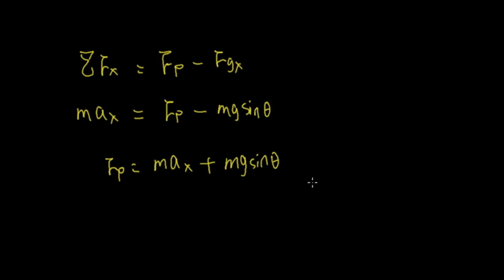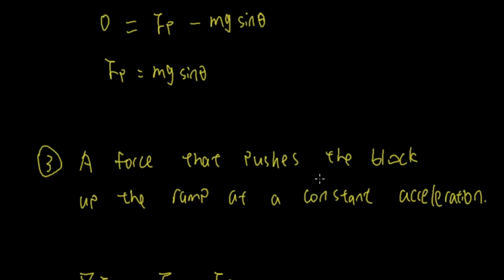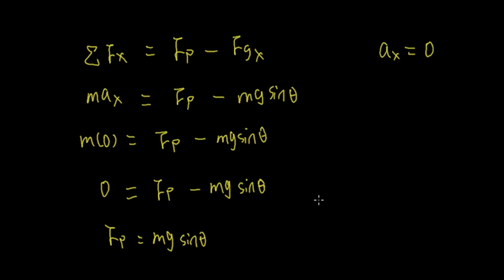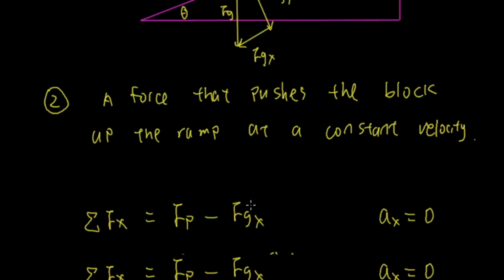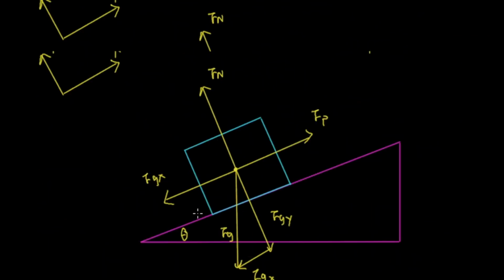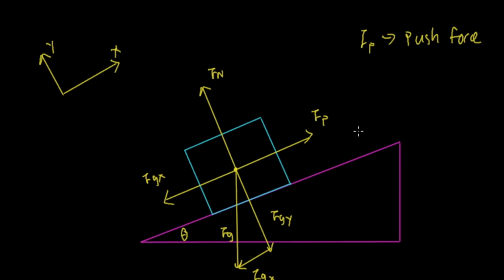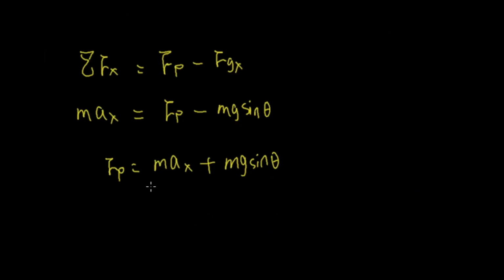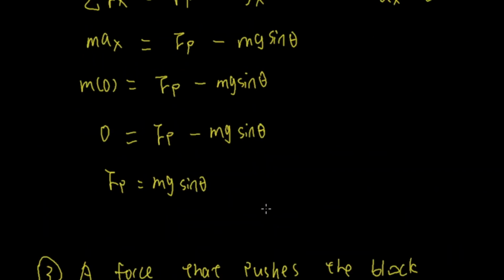Now notice that the magnitude of the push force to push the block up the ramp at a constant acceleration is greater than the magnitude of the force that's pushing the block up the ramp at a constant velocity, or just to keep the block at rest, right? So it should be larger. That makes sense. We know that the acceleration in the x direction would be a positive number, right? Because it's going up in the positive x direction. The acceleration is going in the positive x direction. So this is a positive number. That means this is larger than this.